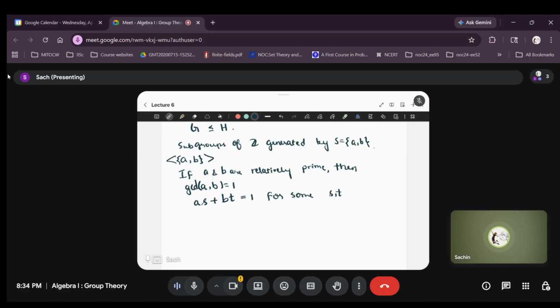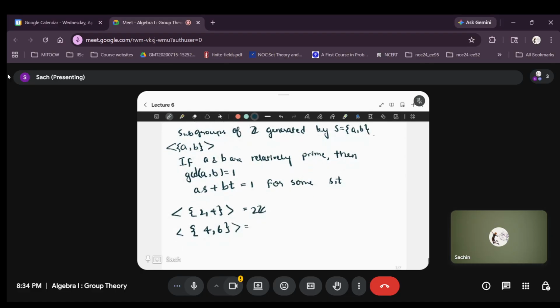But if you take, for example, 2 and 4 like this, then the subgroup generated by them is simply 2z. If you take 4 and 6, then again the subgroup generated by them is 2z.